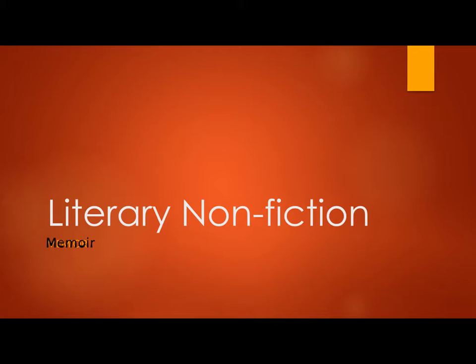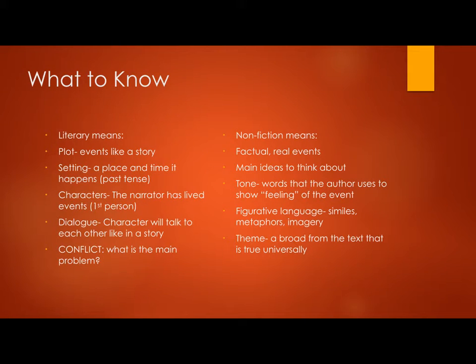So when we look at literary nonfiction, we want to make sure that you're looking at what you need to know. The word literary in this case means that you're reading a story. So like any other short story that you might read, this is going to have a plot. So you're going to look at the events and the order that they take place in, just like you would when you read a normal story. You're going to pay special attention to the setting, the place, or the time that it happens. And in this case, with a memoir, you're always going to be in the past tense because the author is telling you about an event in his or her life that has already happened.